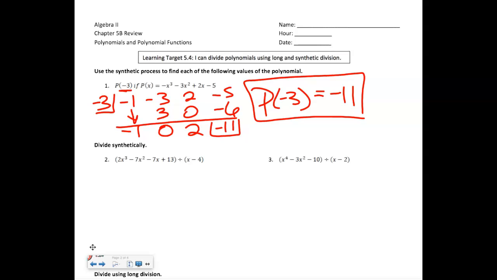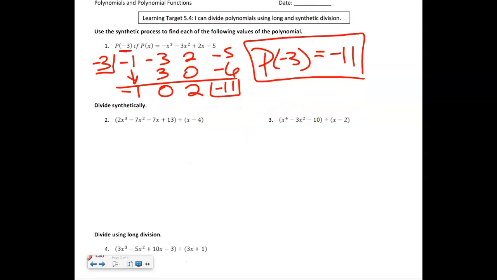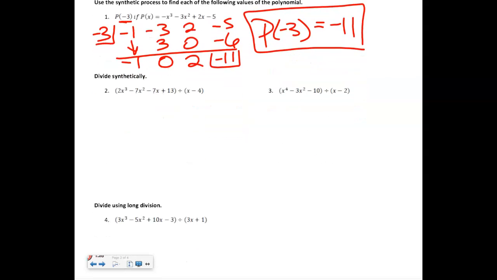Okay, our next one we are synthetically dividing again, but what do we notice the difference between this one and this one? There's no P, so when I divide this one, what do I have to do with this number this time? Switch it. Okay, so I got to switch it. And then I look at my equation. Am I missing anything? Nope. Okay, so I bring everything down.